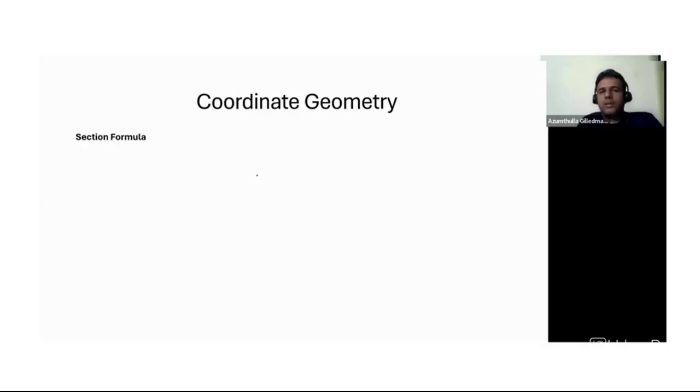So section means, let's say I have a line AB. If I want to divide this line into two parts at this point, let's say this is P, then AP is one section and PB is another section. So basically, the section formula gives a point which divides the line AB into two parts. Okay, so how do we find that?